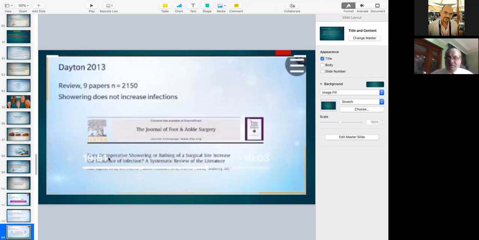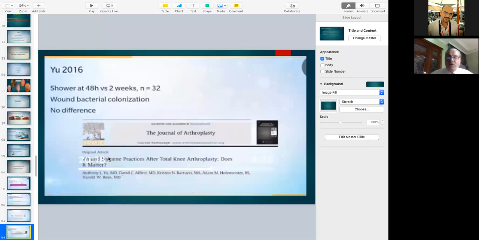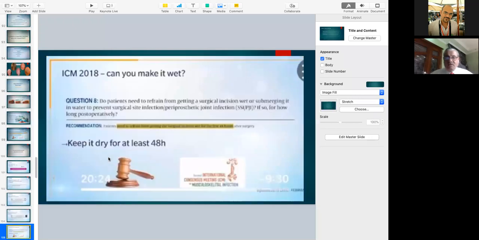Another review from Dighton 2000: showering does not increase infection. Meaning even the patient can wash. Then in 2016, showering at 48 hours versus 2 weeks showed no difference for wound colonization. So it's not affecting PJI or SSI.